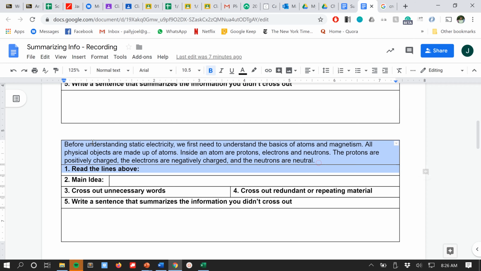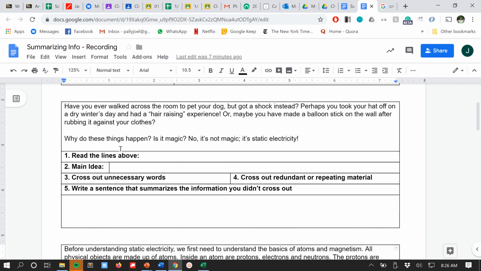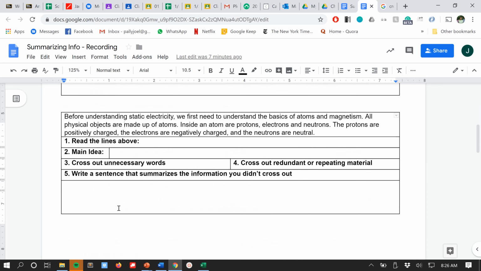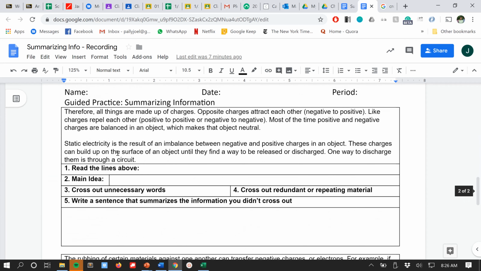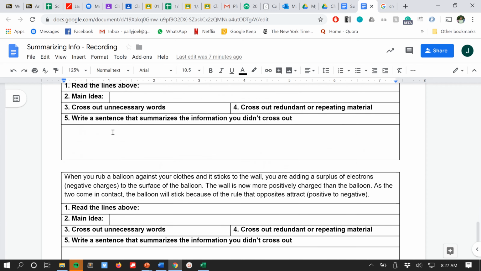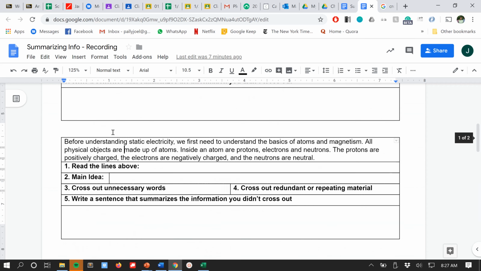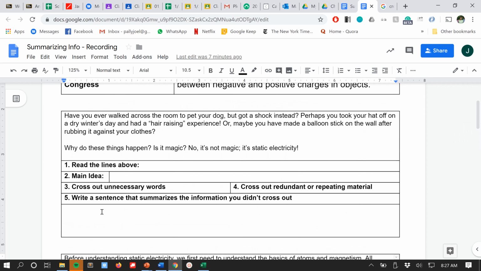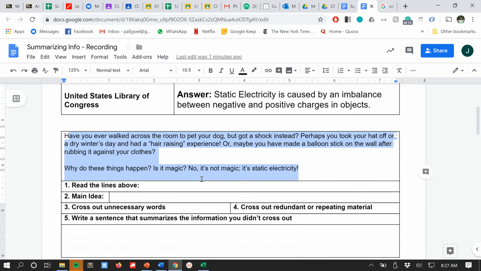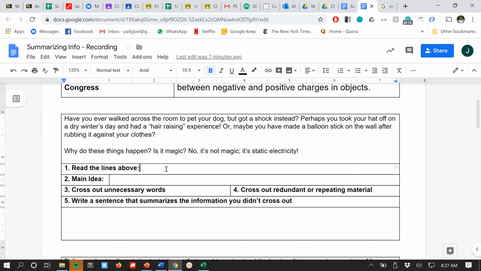And we're going to be following those 5 steps that I just outlined on every paragraph. So it's a pretty short article, only about 5 paragraphs or so. But what we're going to do in this video is go through step by step on this first paragraph here, and then you're going to complete the rest of these for a classwork grade. All right, let's get started.